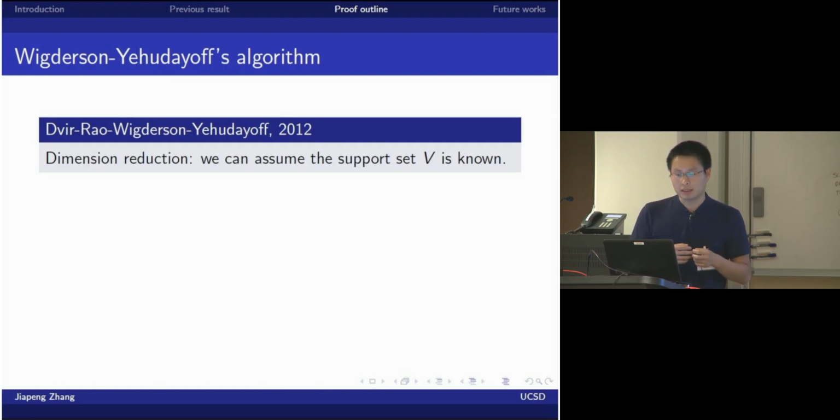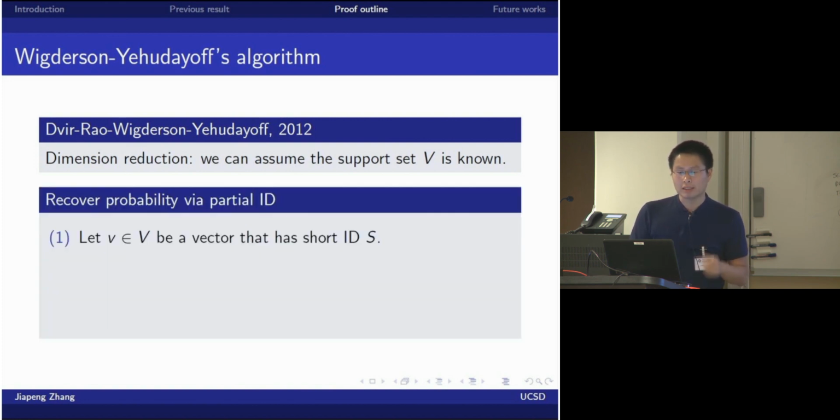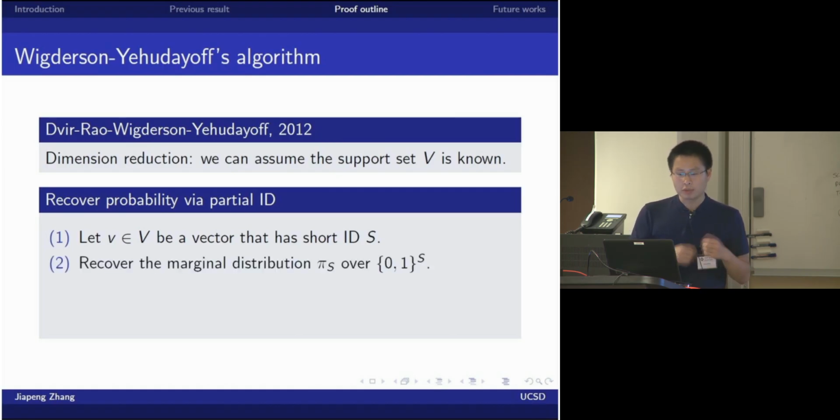it also uses another dimension reduction, which is that we can always assume that the support set V is known. If V is known, then White's algorithm is somehow like a recursive teaching approach. In the first step, we choose a V that has a very short ID. Then we can recover the marginal distribution pi S over these coordinates. Applying the previous lemma, we can recover the marginal distribution in mu 2 minus size S. Say if S is log k, then we can recover it in mu 2 minus log k.